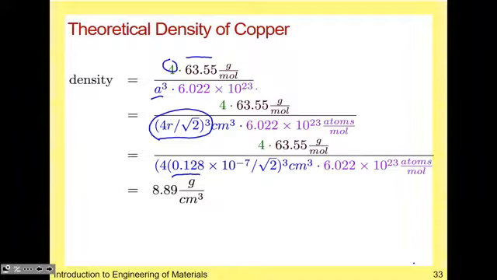50 is pretty high and unreasonable. 0.1 is very low and unreasonable. 8, 9, these are reasonable numbers for the density of a metal that is FCC, okay? So that's how you can also check yourself. Does this number make sense? Did I punch something in wrong into the calculator?